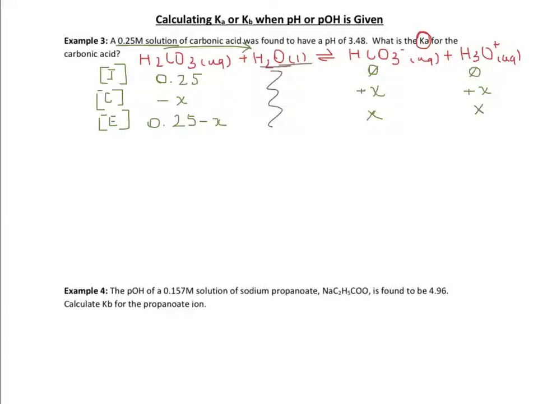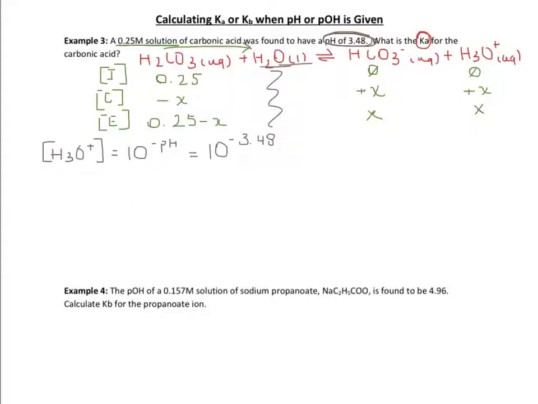Okay. Once you have your ice table set up, you go back for the extra piece of information, and we were told that this solution has a pH of 3.48. So from that, you ask yourself, what information can I get from pH? And recall from the beginning of this unit that we can get H3O positive, or the concentration of the hydronium ion, which is equal to 10 to the negative pH, or the negative antilog. That would be 10 to the negative 3.48. You can plug that in on your calculator to make sure that you can follow along with me.